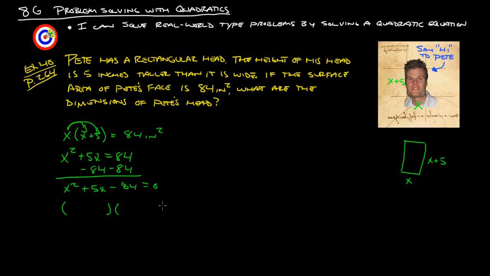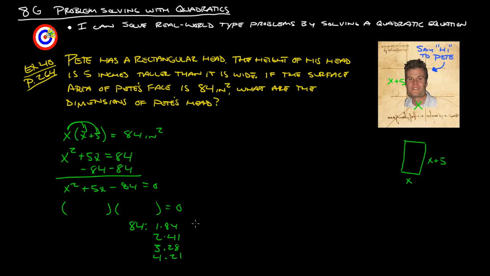Okay, so let's see if we can get that to factor. So we want to come up with the factors of 84 that have a difference of 5. 1 times 84, 2 times, we're going to be here for a little bit, huh? 2 times 42. Ooh, 3 works. What is that going to be? 84 divided by 3. That's going to be 28. We can do 4 times 21.